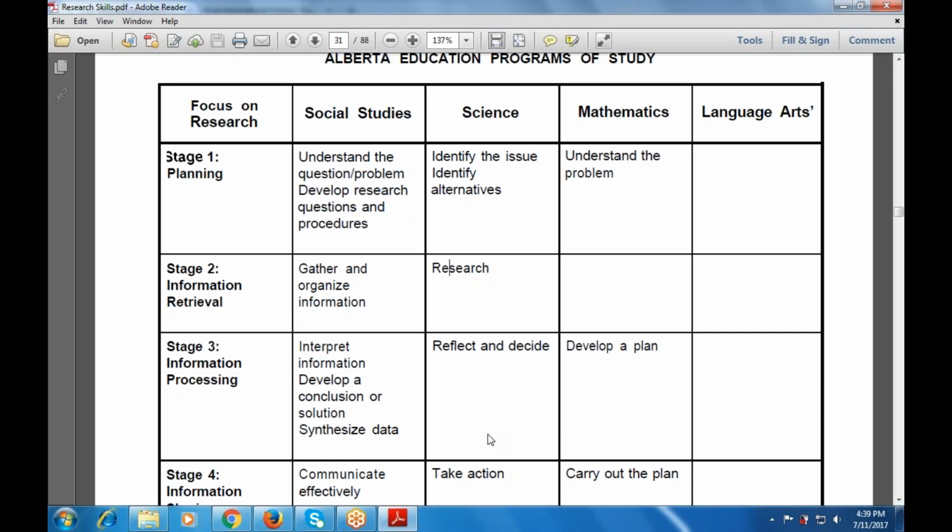And in case of the science, when we say information processing, only in this there is reflect and decide. And in mathematics, develop a plan strategy for the group discussion. So these are the stages, along with a few subjects that help to create the Alberta education programs of study. That helps to create, enhance or use the Alberta program.